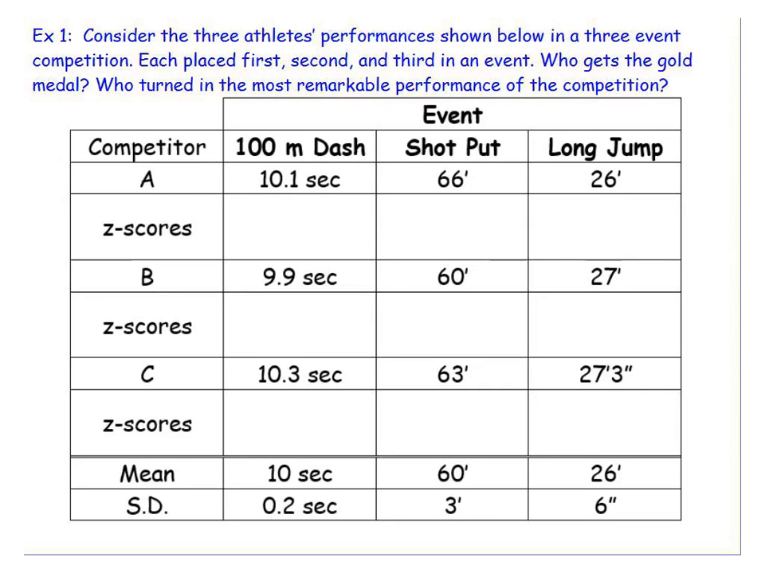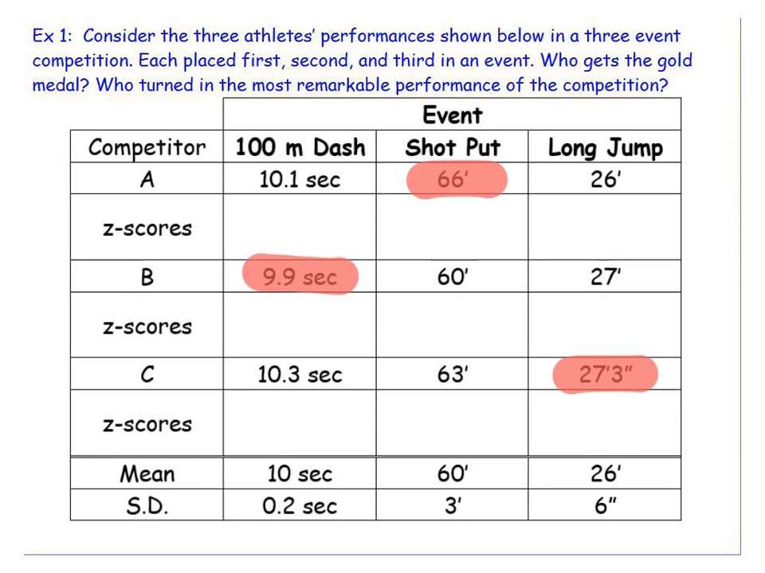So the winner for the 100-meter dash was person B. The shot put, the further you throw, the better. So person A was your winner. The long jump, the further you jump, the better you do. Person C jumped the furthest. So they each had a high point, but they each had low points. So we need to figure out which person overall did the best.